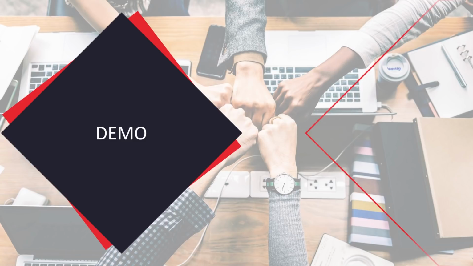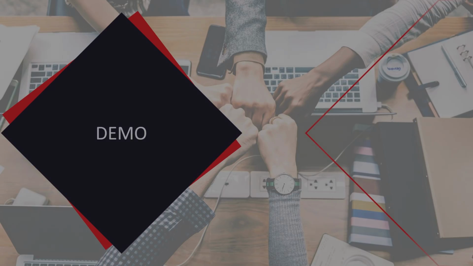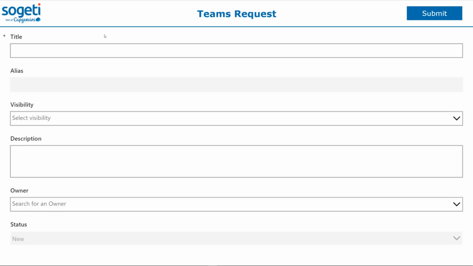Enough talk about the architecture. Let's show you how it's built. First, I'm going to show you the Power App. As I already said, the Power App is fairly simple. There's a form with a couple of inputs. We have a title where we can fill in the name of the team.